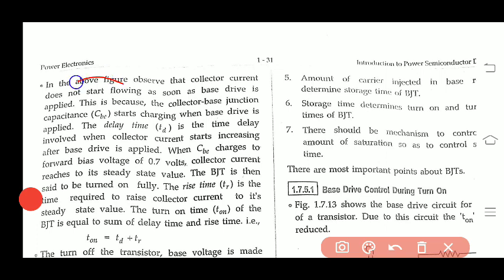Next, we have observed that collector current does not start flowing immediately as you apply IB current, because base drive is applied. No, this is because the collector to base junction capacitance and base to emitter capacitance need to charge. The time required to charge this base to emitter capacitance, you will call this the delay time, TD. It is the time delay involved before collector current starts increasing after base drive is applied.